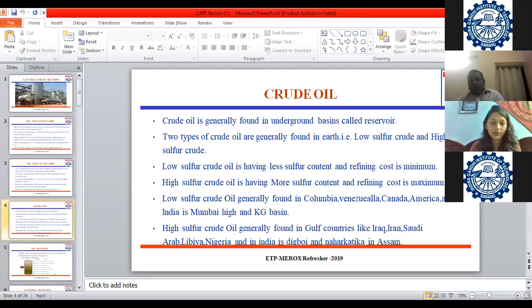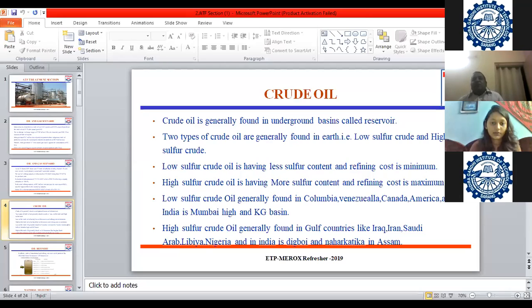One category is low sulfur crude oil, another is high sulfur crude oil. Low sulfur crude oil has less sulfur content and the refining cost is minimum. But now, for environmental protection, there are numerous government standards. We are now running on the Euro 6 standard. When we talk about the Euro 6 standard, we have to think about the sulfur content. When the sulfur content is high, we cannot withstand the Euro 6 standard. So to meet the guidelines of the Euro 6 standard, we have to minimize the sulfur content in the crude oil.